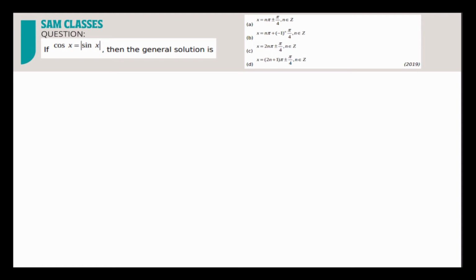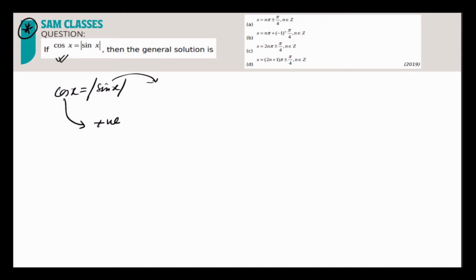In the next question, very important, mark it as very important. A lot of people, a lot of books, make mistakes. Here my original question is cos x is equal to mod of sin x. So what does it mean? That this cos is positive, right? Because we are taking the mod value of sin. So mod of anything is always positive.